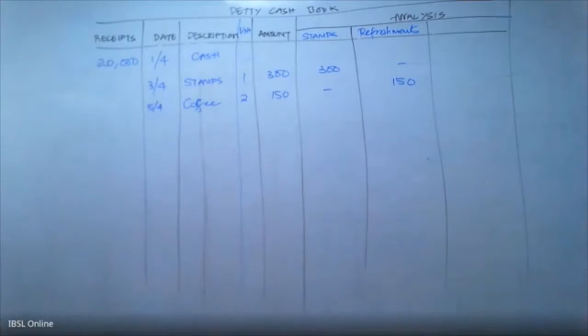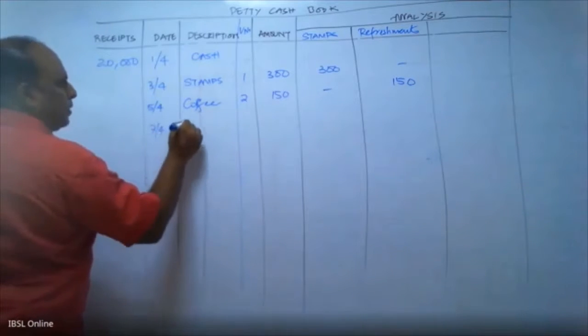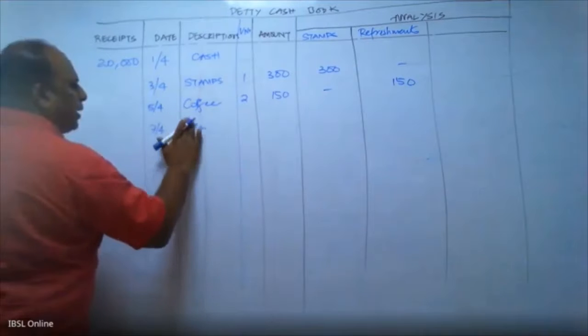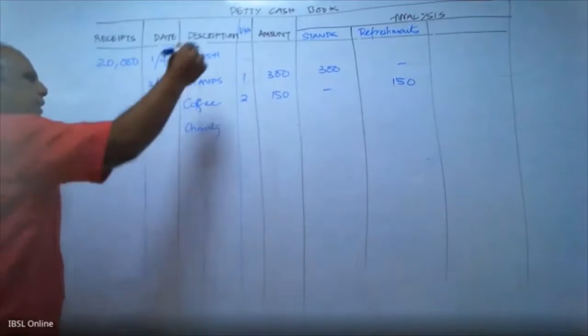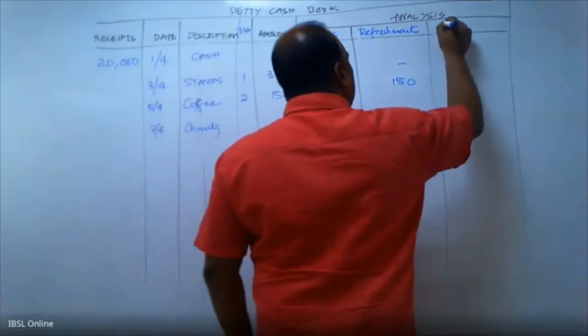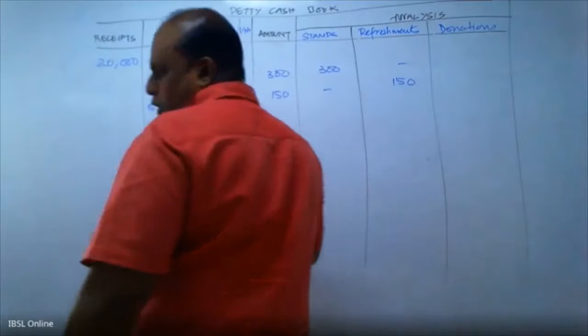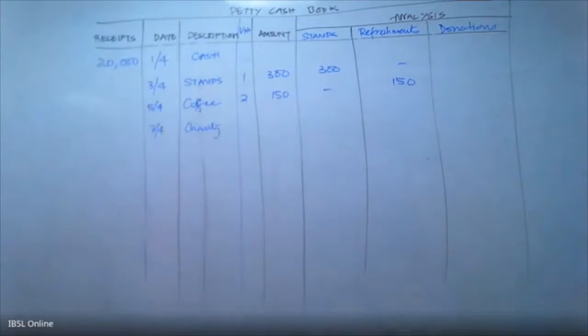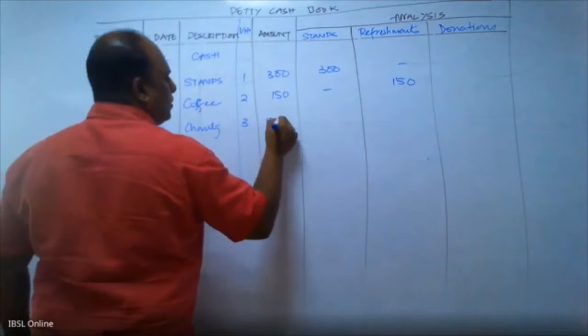And the last one, 7th April, let's say you can call it charity. And here you can call it donations. So how much is that? Voucher number 3, 5,000.